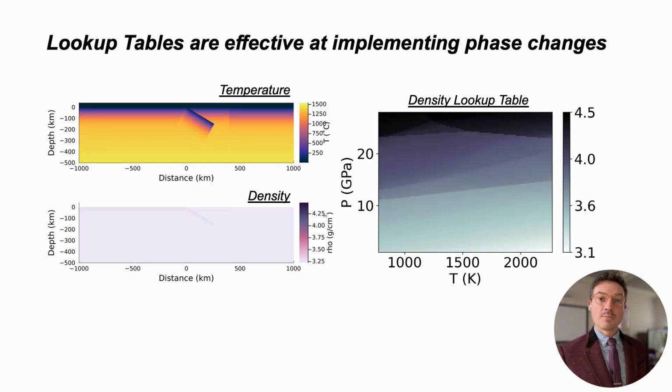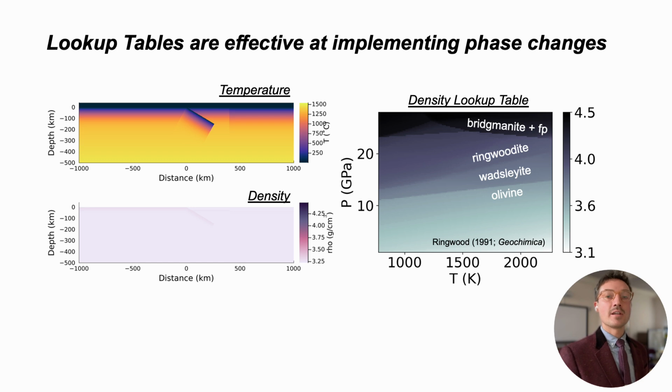How are phase changes implemented in modern numerical geodynamic models? Well, lookup tables are a widely used approach. On the left is an initial setup for oceanic continental subduction, showing here the temperature and density fields. Notice that the density is rather featureless as we initialized our model with constant density for each rock type. If we want a more thermodynamically self-consistent density distribution, we can compute a density lookup table for each rock type, like the one shown on the right, which defines how density changes with respect to pressure and temperature.